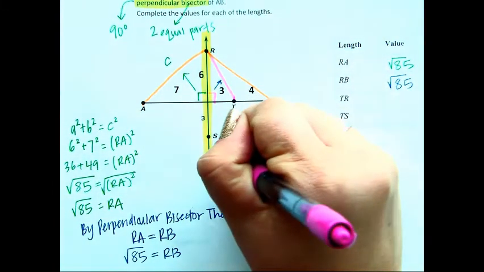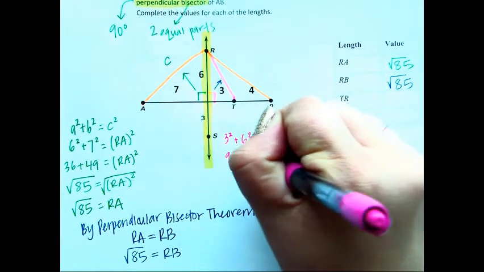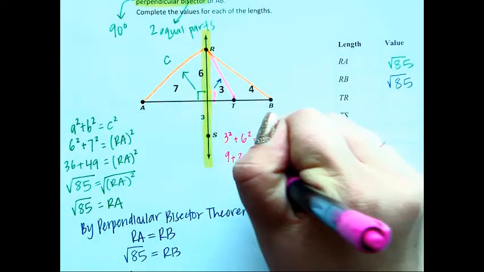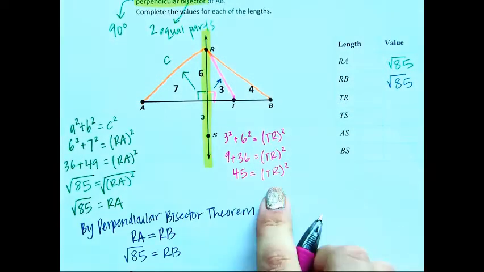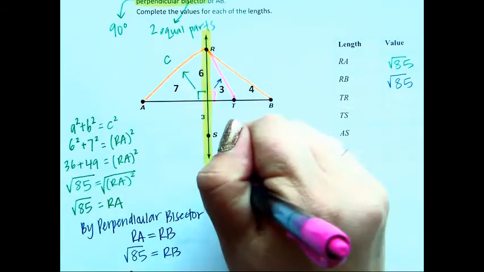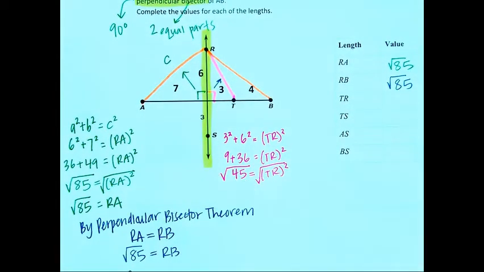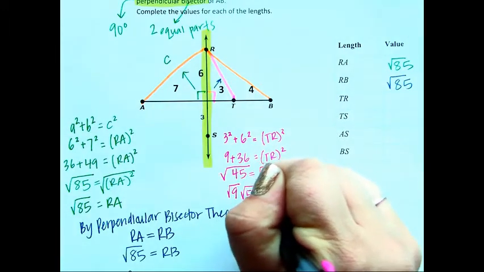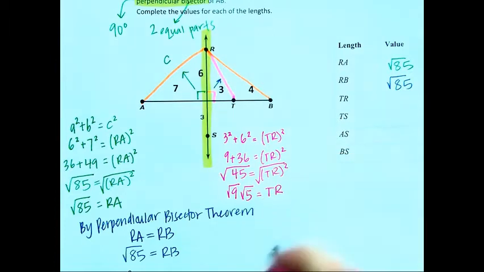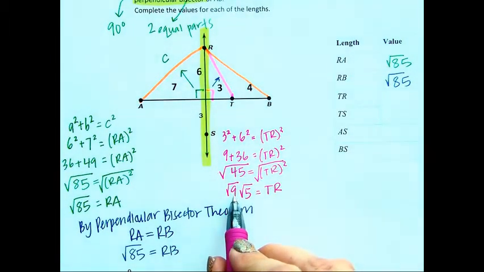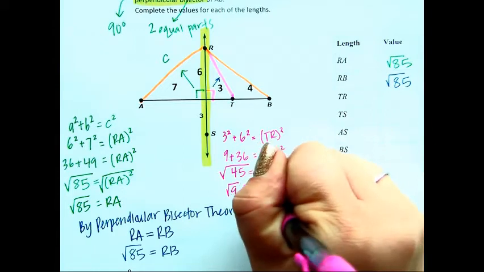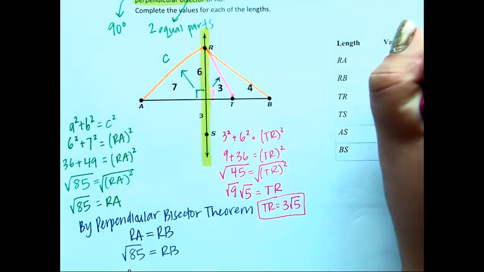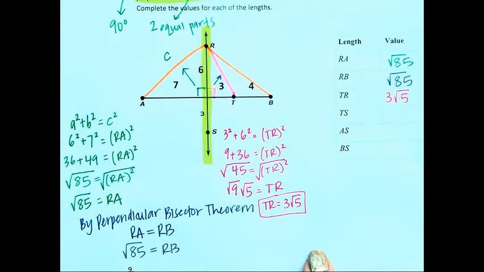So we have 9 plus 36 equals TR squared. This becomes 45 equals TR squared. And then I need to take the square root of both sides to get TR by itself. So 45 I know is 9 times 5. So I can break this apart as the square root of 9 times 5 is TR. But the square root of 9 I know is 3. So my answer is going to be TR equals 3 radical 5 here. 3 radical 5. So this is my exact answer.